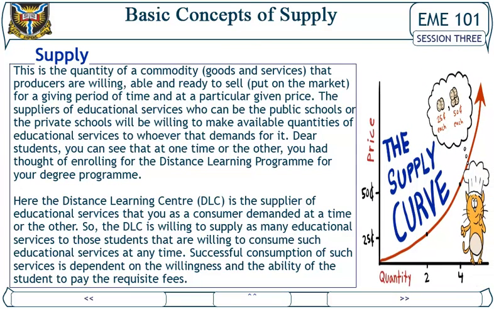Basic concept of supply. Supply is the quantity of a commodity, goods and services that producers are willing, able and ready to sell, put on the market for a given period of time and at a particular given price. The suppliers of educational services, who can be public schools or private schools, will be willing to make available quantities of educational services to whoever demands it.